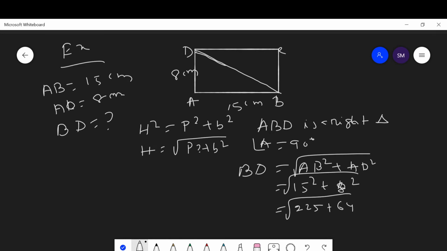which is equal to square root of 289, which is equal to 17 centimeter. Here we come to the conclusion that the length of the diagonal BD is equal to 17 centimeter. Student, please do your exercises and ask me your doubts. I am ever ready to clear all your doubts.